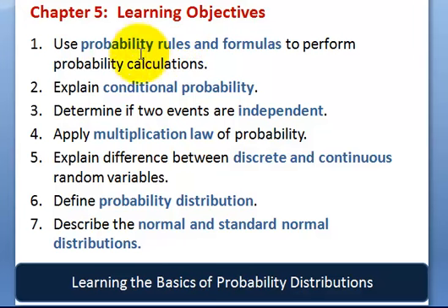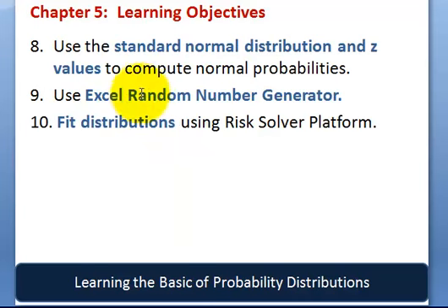Just in summary, we talked about some of the probabilities and rules. We talked about conditional and independent events, the multiplication law, the difference between discrete and continuous, and probability distributions. We talked about the normal distribution, the Z-score, randomizing, the random number generator in Excel, and how to fit distributions using Risk Solver. Now, go through all the examples that we have for you, and as you go through each Excel example, this overview should become very clear with the examples.